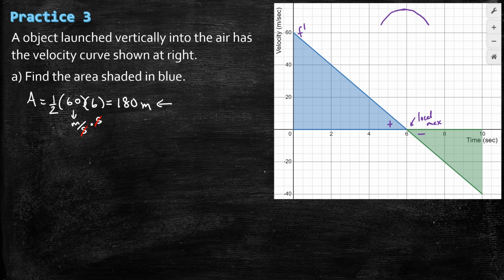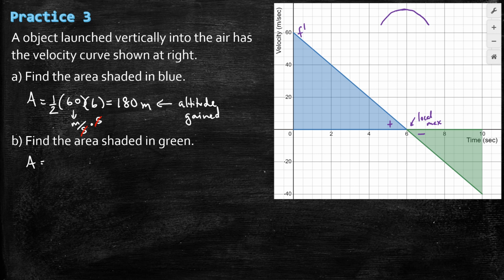And what exactly does 180 meters represent? That represents the altitude that is gained by this object. So in the first 6 seconds, it gains an altitude of 180 meters above wherever it was thrown from. And now let's look at the area shaded in green. Well, it's also a triangle, and it appears to be a half 40 times 4, which would be 80, and of course the units will be the same, meters.